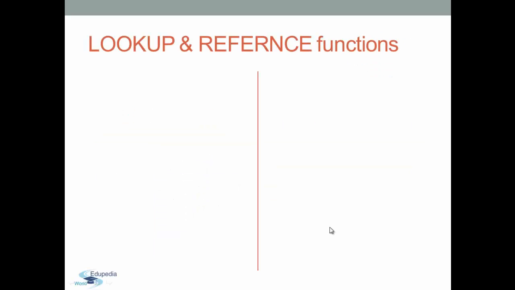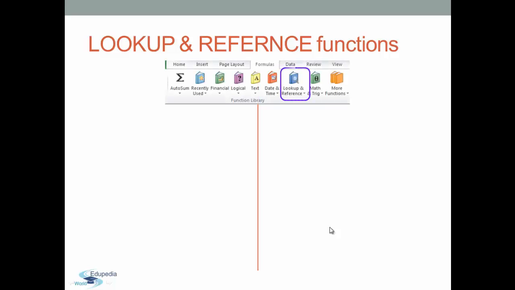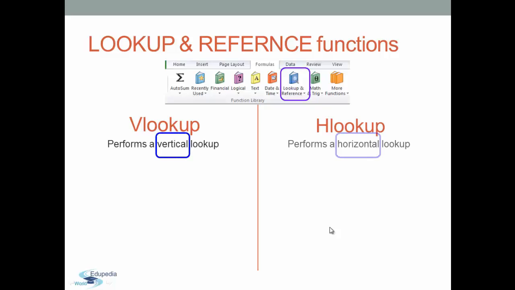Among the many lookup and reference functions, the two most important are called VLOOKUP and HLOOKUP, and they are very useful to search for information. They let you use one supplied value to find another value. The mechanism of VLOOKUP and HLOOKUP are very similar. Think of V meaning vertical and H meaning horizontal.